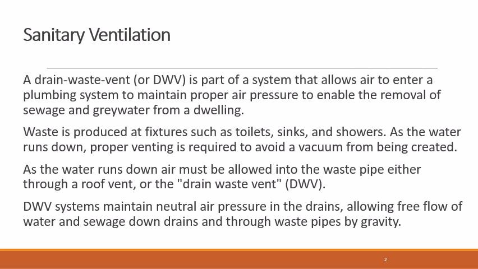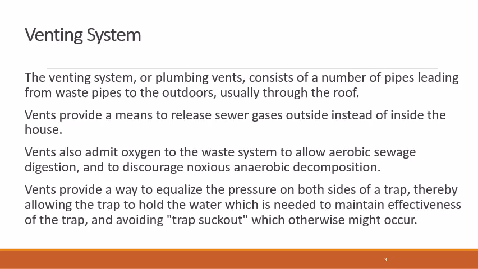As the water runs down, proper venting is also required to avoid a vacuum from being created. So as the water runs down, air must be allowed into the waste pipe either through a roof vent or the drain waste vent, which is DWV. The DWV system maintains a neutral air pressure in the drains, which allows the free flow of water and sewage down drains and through waste pipes by gravity.